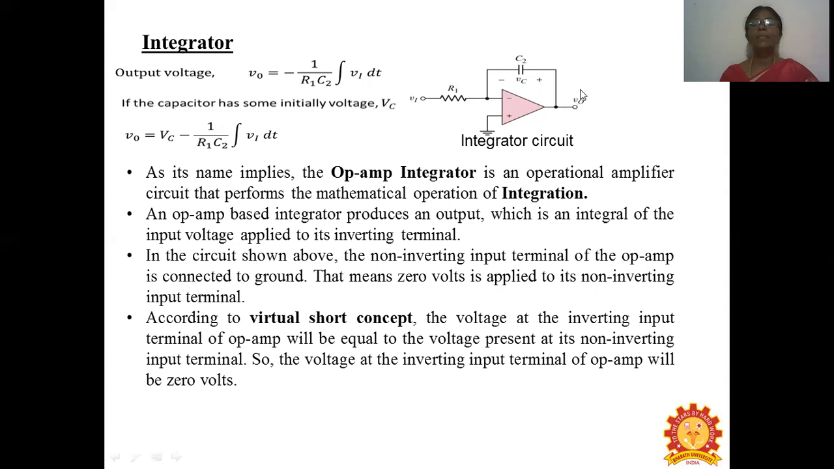We can represent the output voltage of the integrator using this formula. The output voltage V0 is equal to minus 1 by R1C2 times the integral of V1 dt. Suppose the capacitor has some initial voltage. In that case, how can we represent the output of the integrator? V0 is equal to Vc minus 1 by R1C2 times the integral of V1 dt. Here V1 is nothing but the sinusoidal voltage. It may be Vm sin omega t.